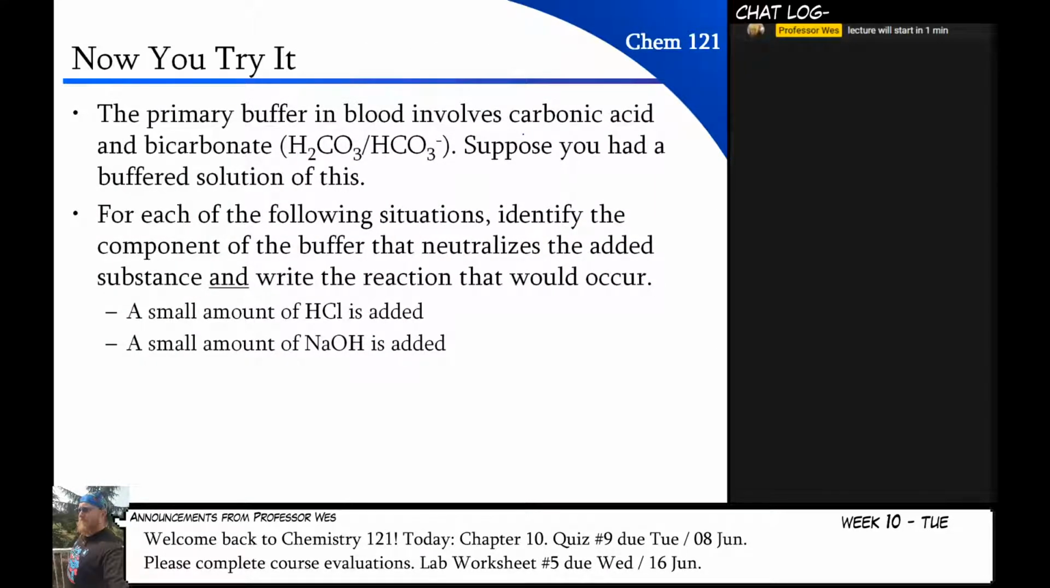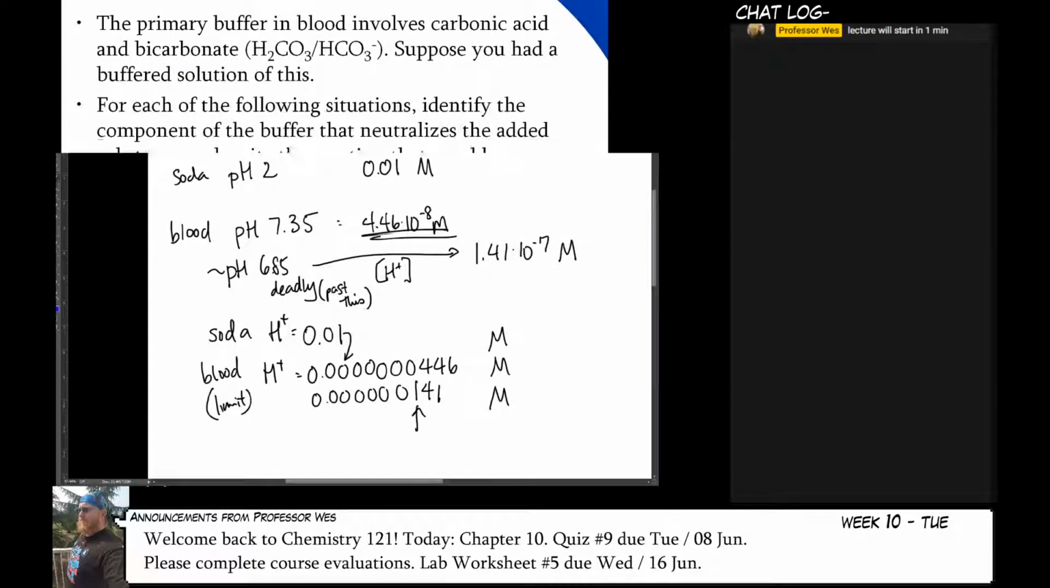So I'm going to do these problems with you, since I think there's only like one person watching right now anyway. Two, maybe. So we're going to show how this buffer reacts with each of these things.